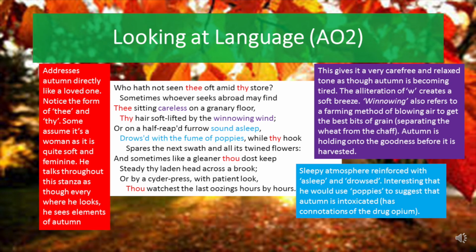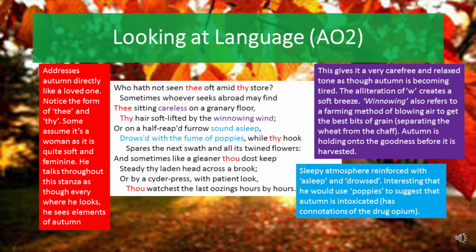And then again, this sleepy atmosphere is reinforced by things to do with sound asleep, "drowsed with the fume of poppies." So you've still got those poppies that are growing in the fields. This sleepy atmosphere is reinforced with asleep and drowsed. Poppies are a flower that grows into the autumn, and to suggest that autumn is intoxicated, it's almost like it's taken away to another world, with the fume of poppies.